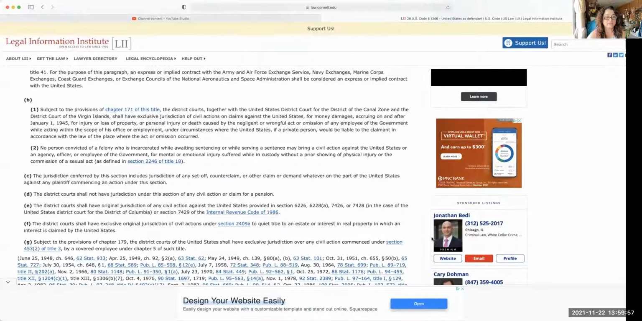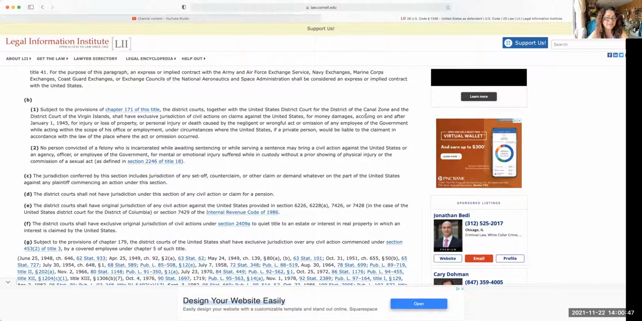All right, let's see if we can get back to what we were trying to read. So this is where I read last, but let's just read it again so we can understand it better. Subject to the provisions of chapter 171 of this title, the title that we're looking at is 28, the district courts, together with the United States District Court for the District of the Canal Zone and the District Court of the Virgin Islands, do you see the symbolism there?